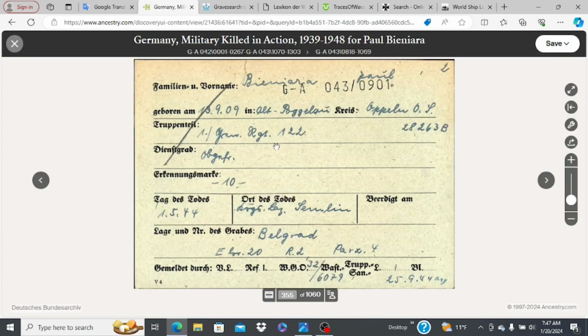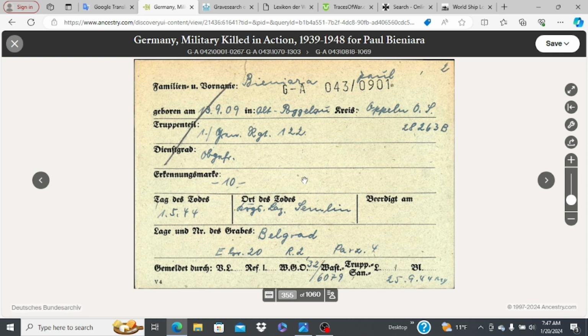Paul was a member of the 1st Company of Grenadier Regiment 122. Interestingly enough, the Feldpost number is also included here. That's pretty cool. It looks like he died in a field hospital in Semlin and was buried in Belgrade. Now, we don't have a cause of death listed here. Of some of these other fields, we have date of birth, place born, unit, rank, and this would be like the training units. Sometimes you'll see the training unit they were part of.